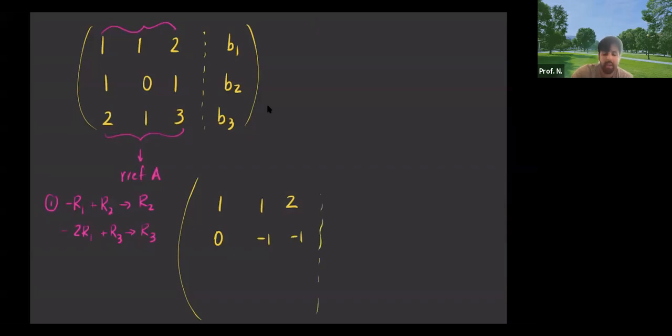Now look what happens on the last column. B1 is here, but this becomes now what? B2 minus B1. And then the third row, this becomes 0. This becomes 0. And this becomes negative 4 plus 3 is negative 1. And this becomes negative 2. So this becomes B3 minus 2B1. Right?